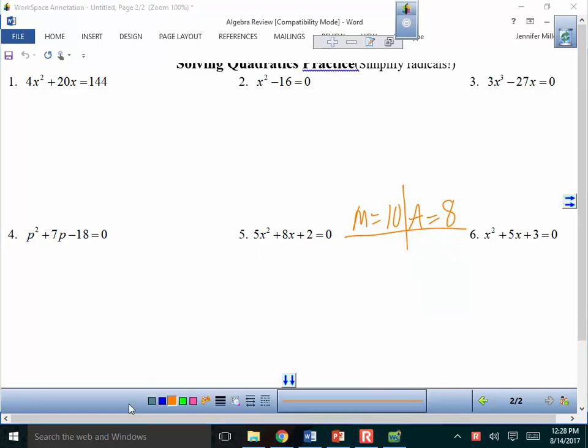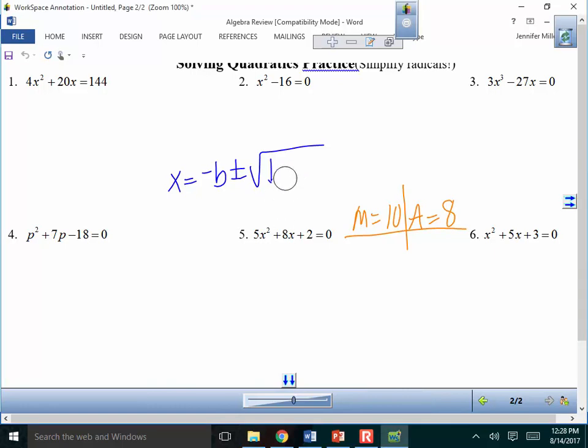Okay, so if we can't find those two numbers, guess what? We're going to have to use the quadratic formula, which remember, the quadratic formula is x is equal to negative b plus or minus the square root of b squared minus 4ac, all over 2a.